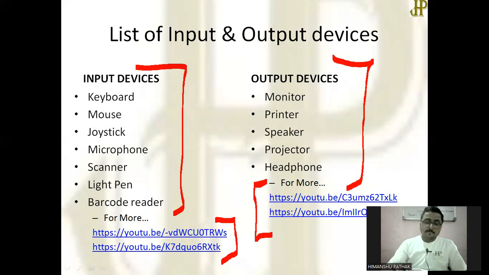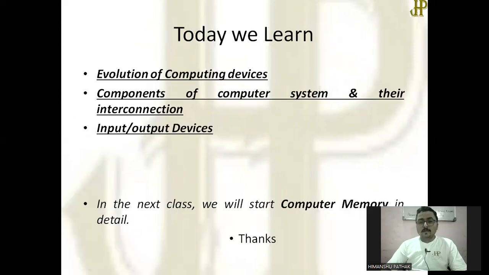Okay. So that's all for today. Today we will learn about the evolution of computing devices. After that, we learned about components of computer system and their interconnection. And at last, we see that what is input and output devices. In the next lecture, we will start computer memory in detail.